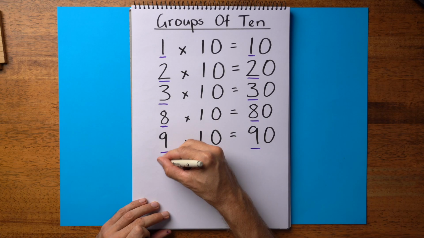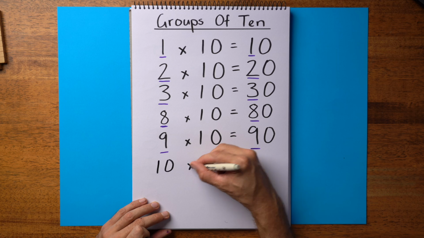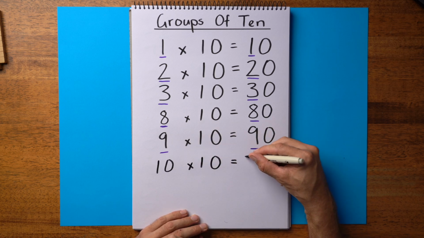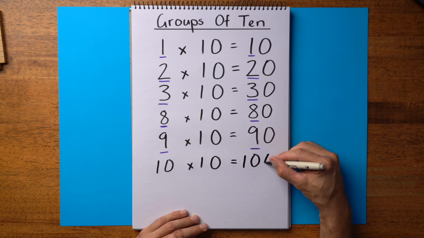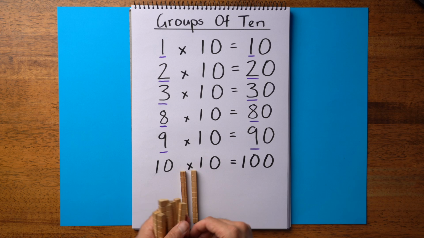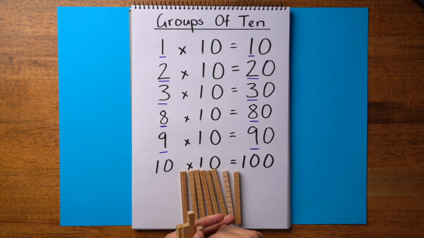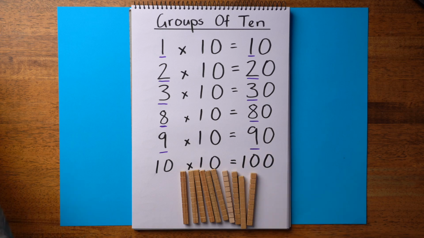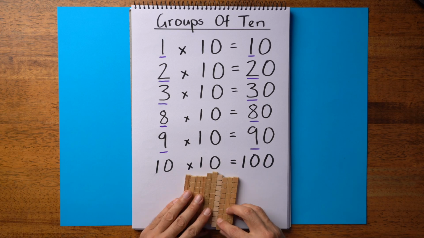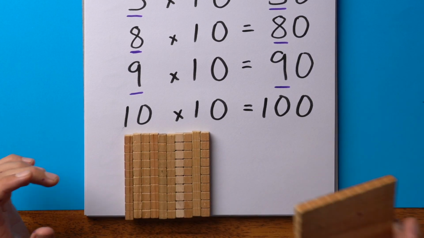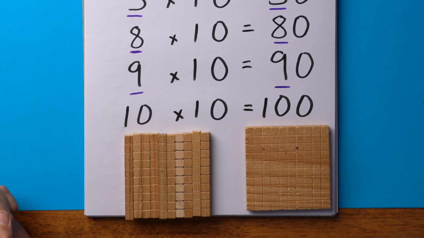How about 10 tens? This is a little bit different. 10 groups of 10 equals 10 with a 0 on the end, making it 100. We could show it like this. 1, 2, 3, 4, 5, 6, 7, 8, 9, 10. That's 10 groups of 10. Woof. 10 groups of 10 is exactly the same as 100.